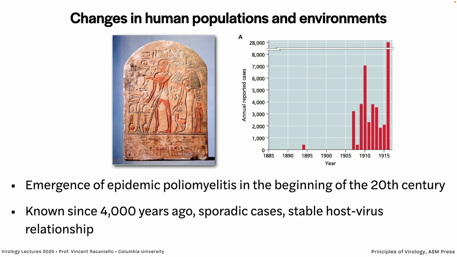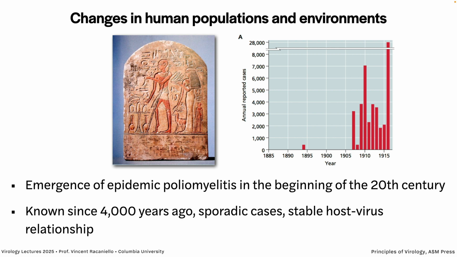Another factor for movement of viruses from animals into humans is changes in human populations and environments. And I love this example of poliovirus. Poliovirus has been around for ages, thousands of years. There's an Egyptian carving from about 1500 BCE, which shows this priest with a leg that looks like he has polio. That's this very characteristic drop foot of polio, because your leg muscle is paralyzed. Normally when you lift your leg up, you can hold your foot up, but when they're paralyzed, the foot drops. That's a drop foot.